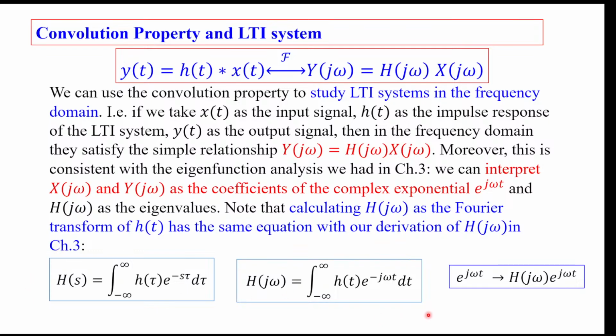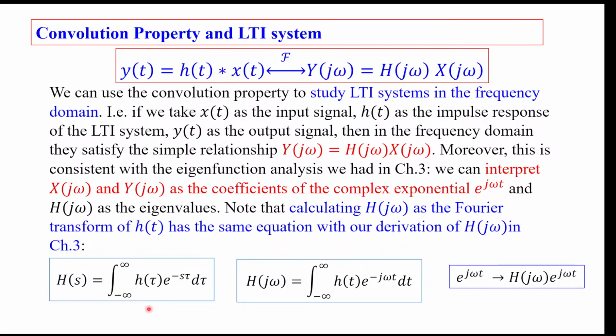So here is a few reminders on chapter 3. In chapter 3 we define this big H of s. When we were in chapter 3, we didn't know anything about the Fourier transform. We just tried to derive the eigenvalue of e to the st. So this s is j omega. We derived the eigenvalue for e to the st.